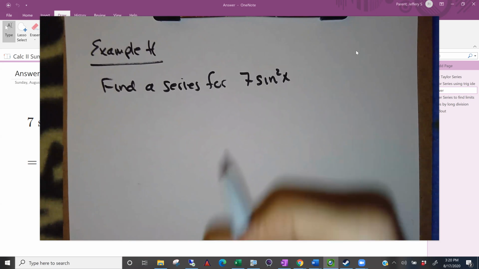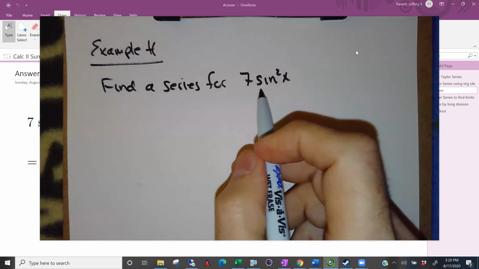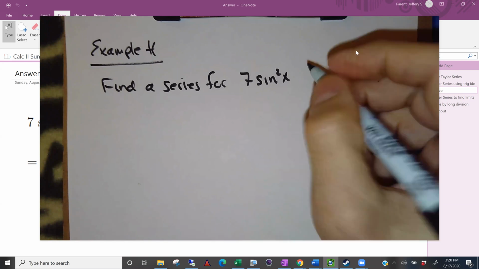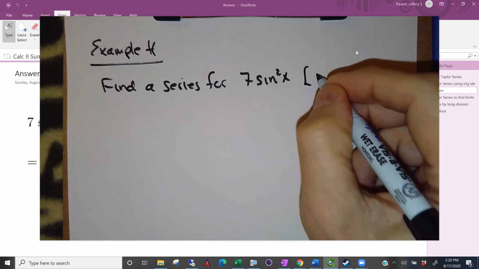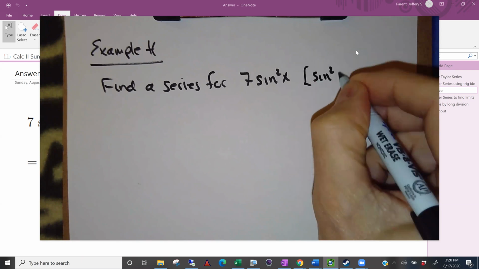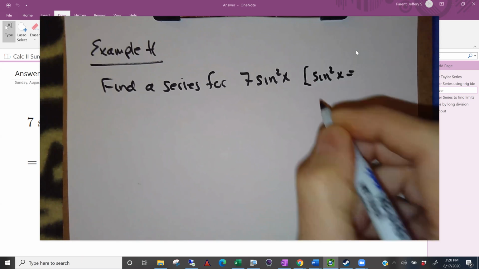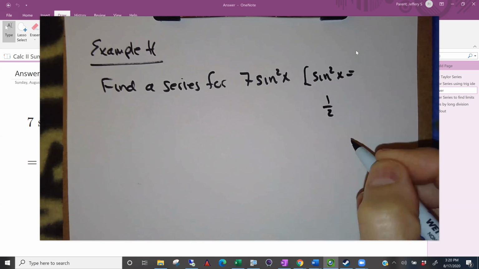We're going to keep going with this one. Find a series for 7 sine squared of x. Now, I'm sure that you were like I was back when you covered trig identities. You're like, where am I going to use this stuff? Well, here's a good place.